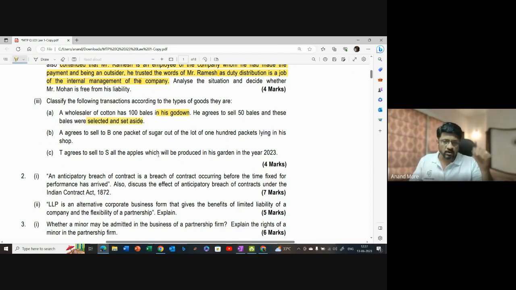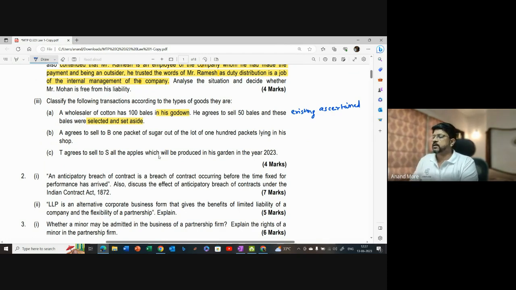Now, 3 things are already done. Number 1, the goods are already in existence. Number 2, the goods are selected and they are set aside. That means the contract is of existing goods and this involves ascertained goods. So what are these goods? These are existing as well as ascertained goods, because the goods are already in godown, that means they are existing. The goods are set aside, that means they are ascertained.